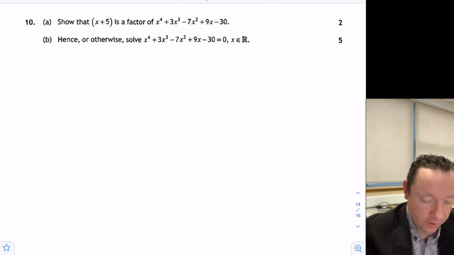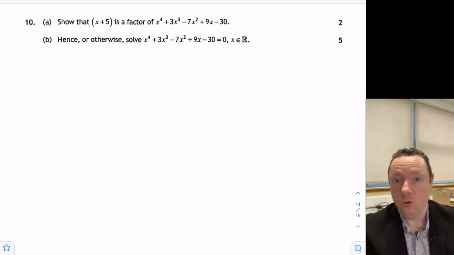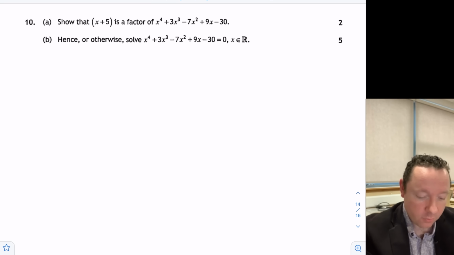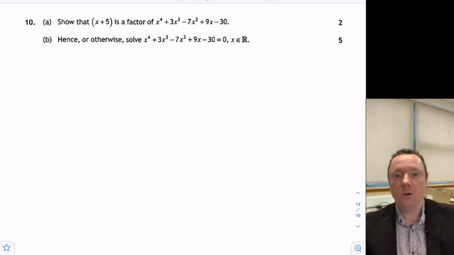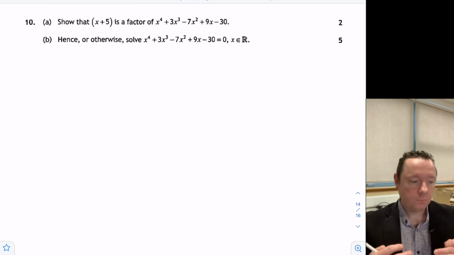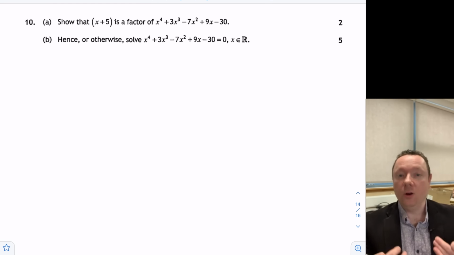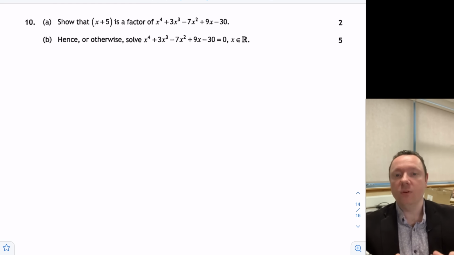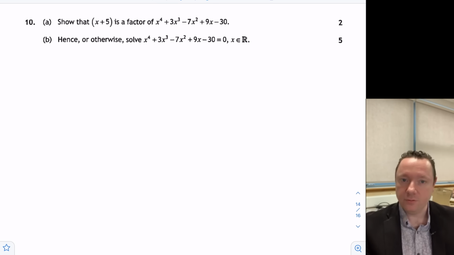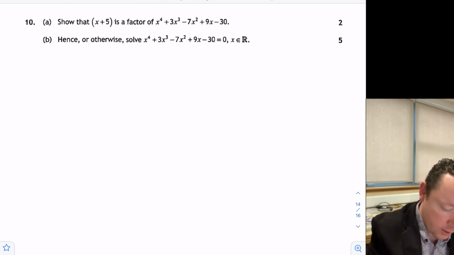SQA Higher Maths 2023 Paper 1 Question 10. Show that x plus 5 is a factor of this. And it's a 4th power one. And then hence or otherwise solve it equal to 0. So usually we do cubics, but 4th powers can come up. So you're going to show it's a factor, you're going to end up with a cubic, and you're going to have to then start with a cubic by just guess and check to find another factor. So let's start off showing it's a factor.